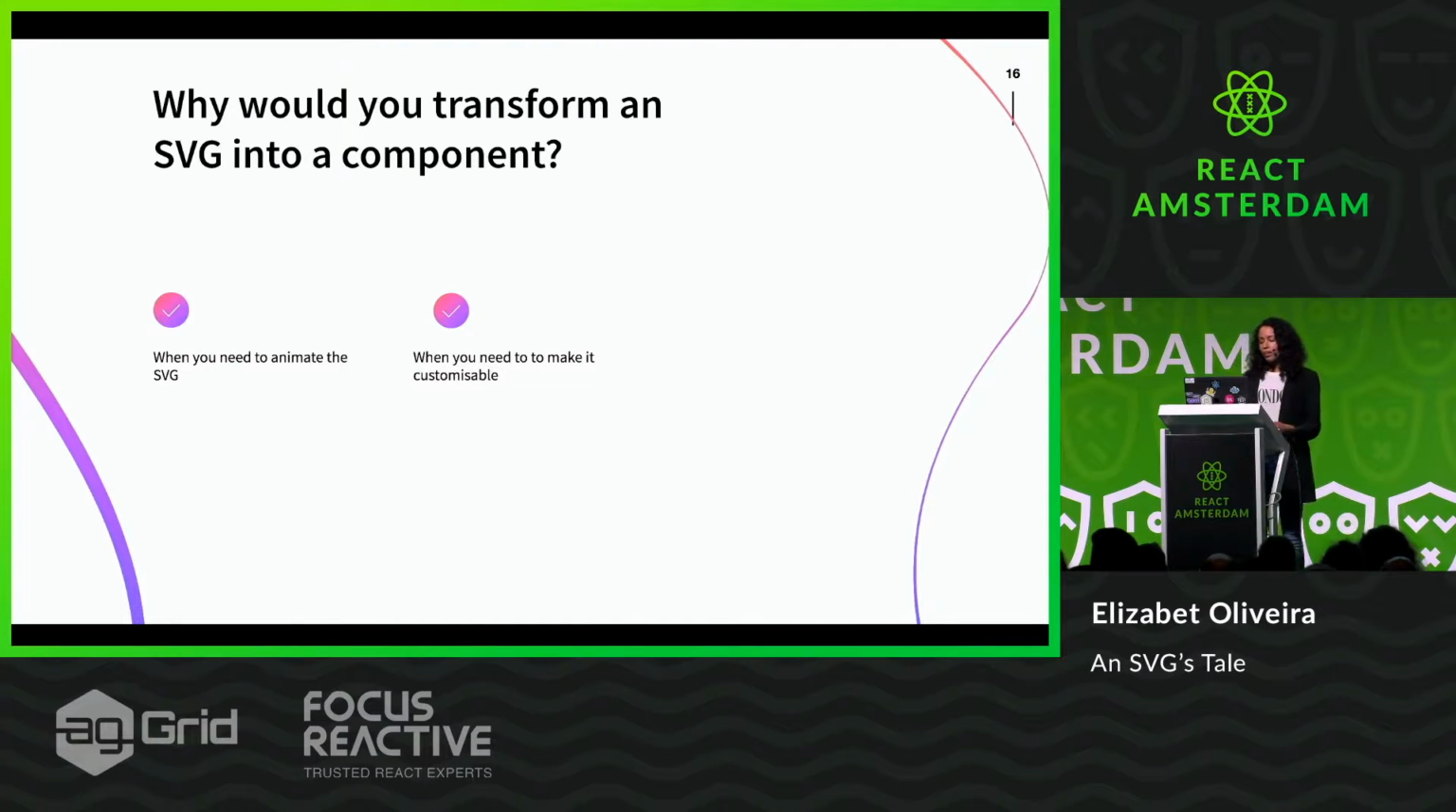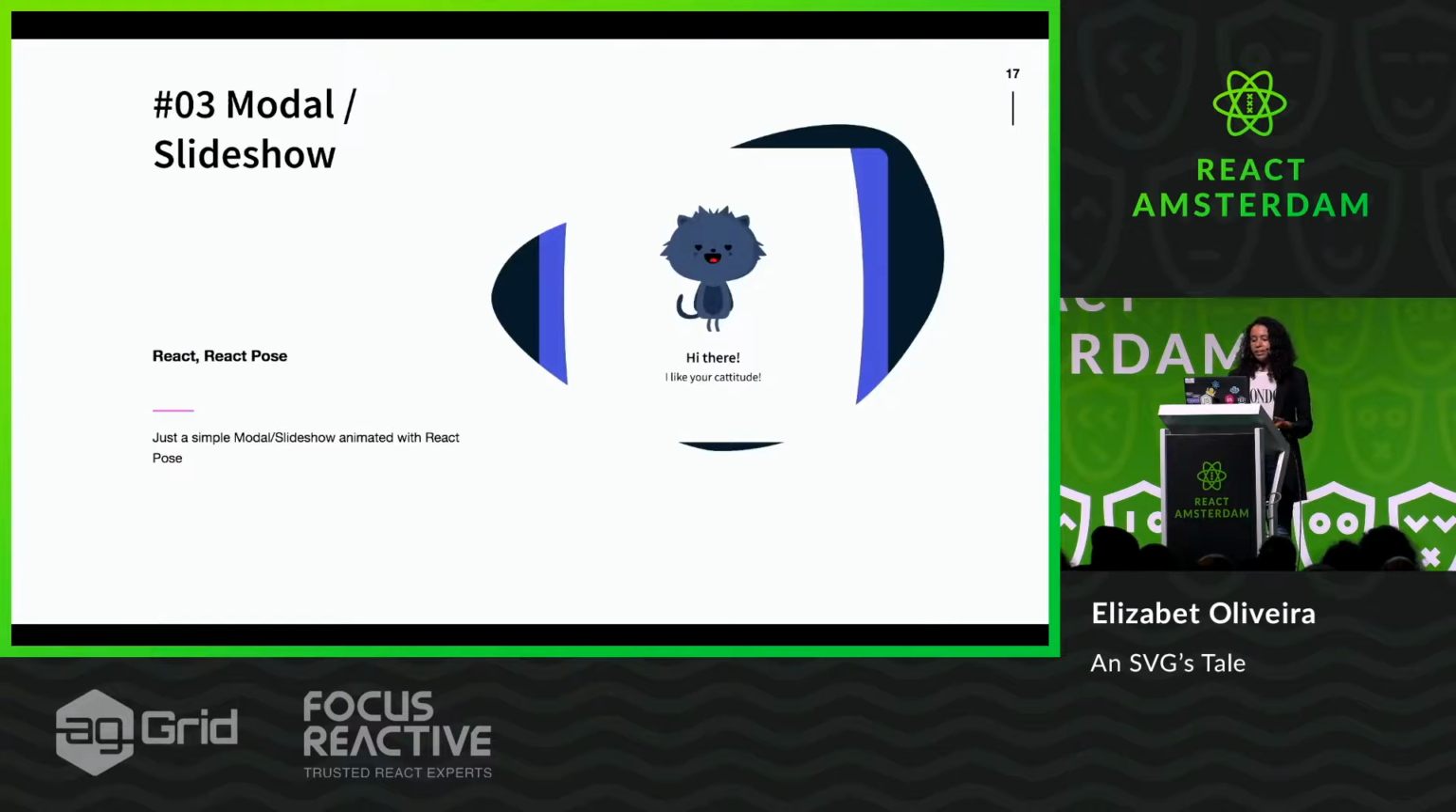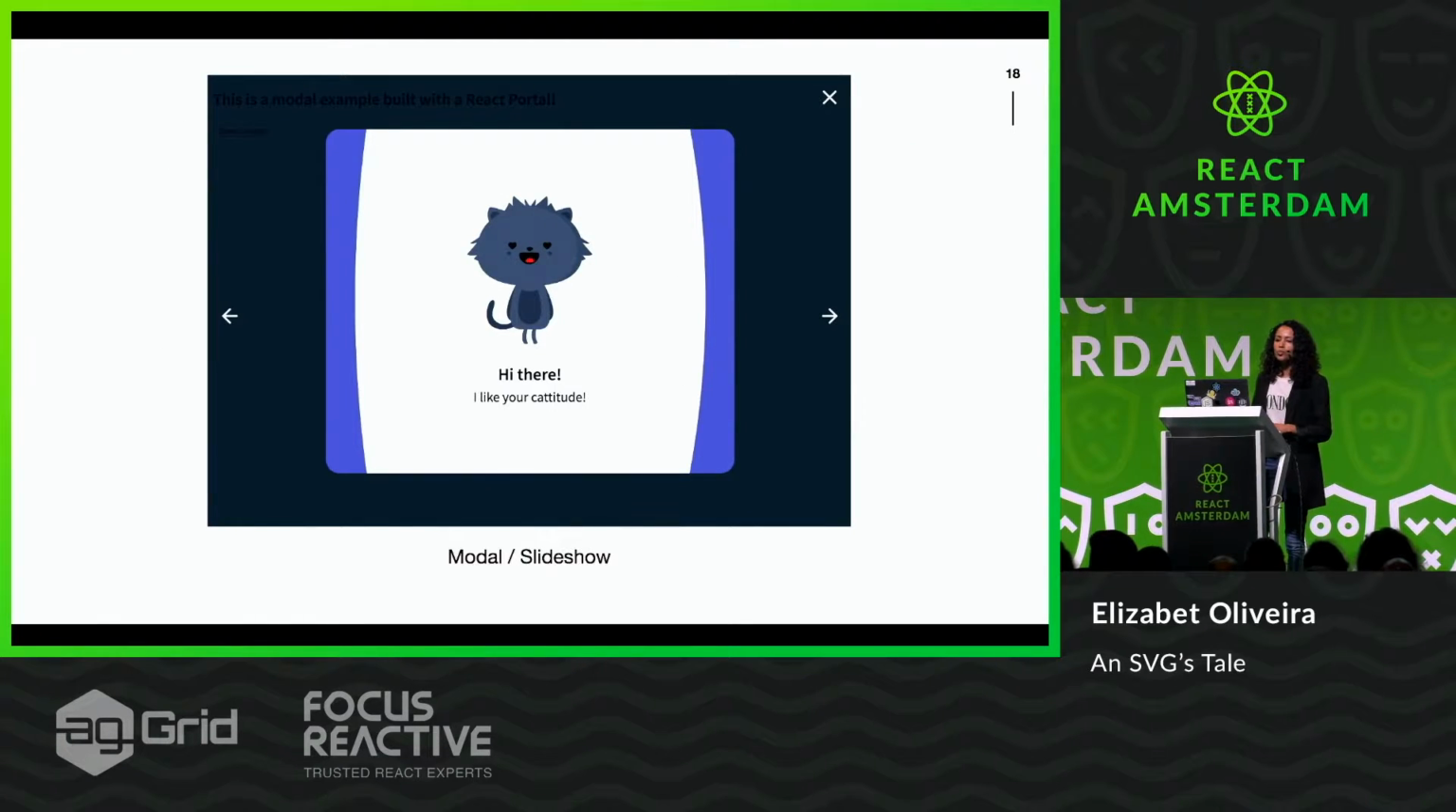So I found two use cases. The first one is if you want to animate the SVG, and the second one is if you want to make it customizable. So this is a very basic example of what you can do with SVGs in React. It's a very simple modal slideshow, and in this example, I'm using React and React Pose. So this is what I wanted to achieve.